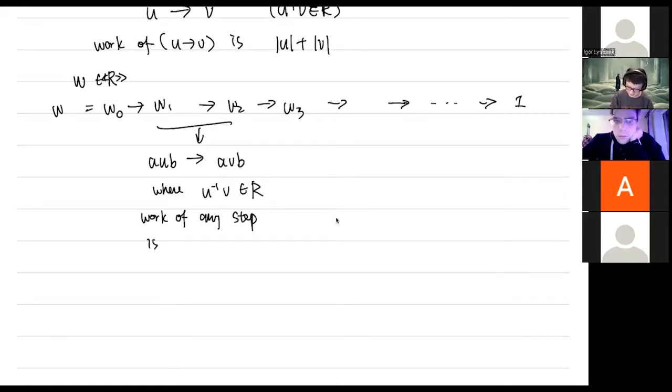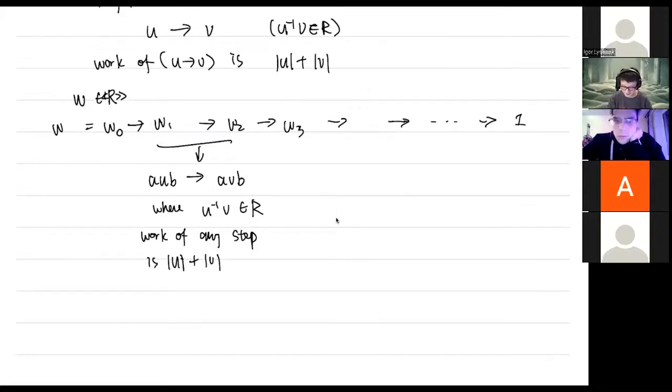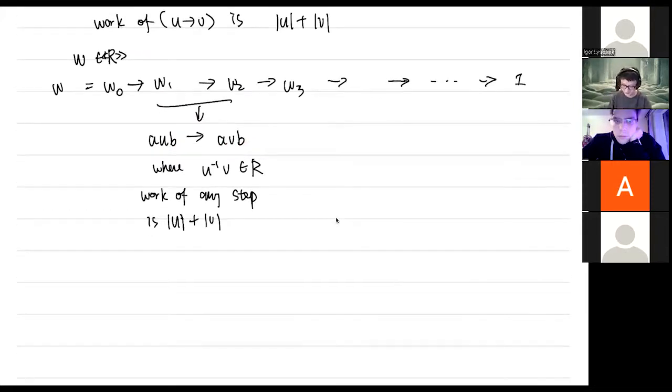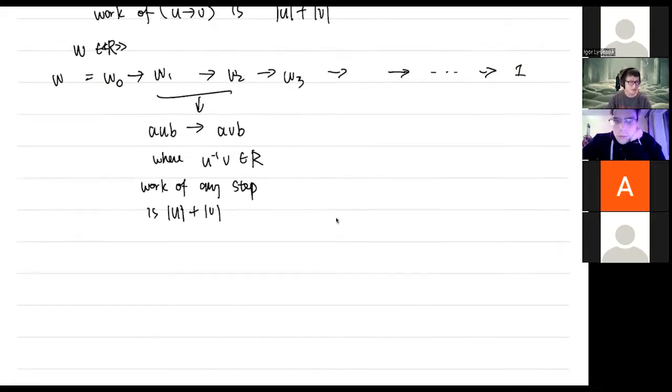As far as you can see, the sum of lengths of U and V is just the length of the relator. Yes, you're right. So here, basically, that's the work. We only care about the part we replace, regardless of what the other head and tail parts are. So now we just count how much work we did to reduce a word to the identity.